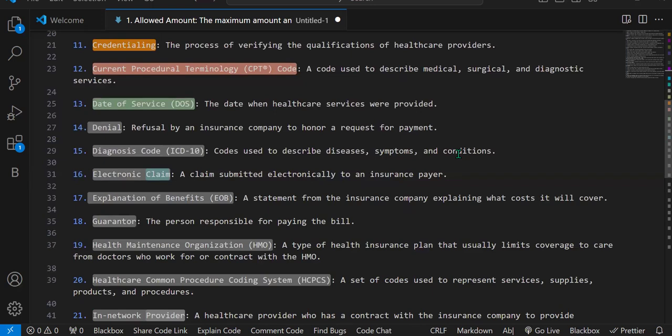HMO plan. So it's an HMO plan, a healthcare plan. The patient will choose different types of plans, right? So in that case, it is an HMO plan.